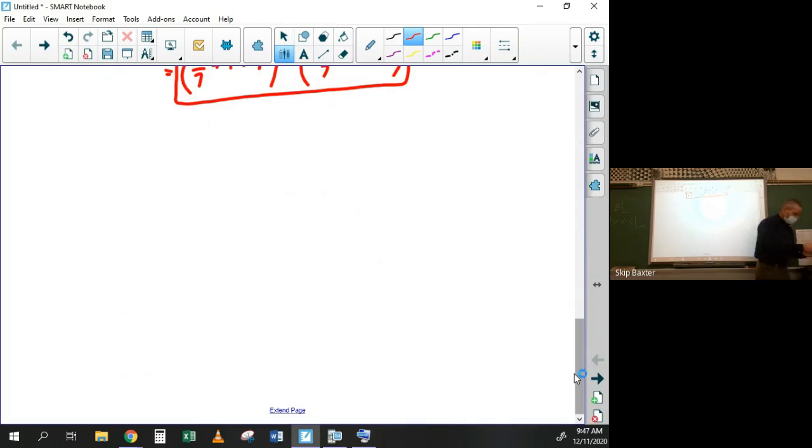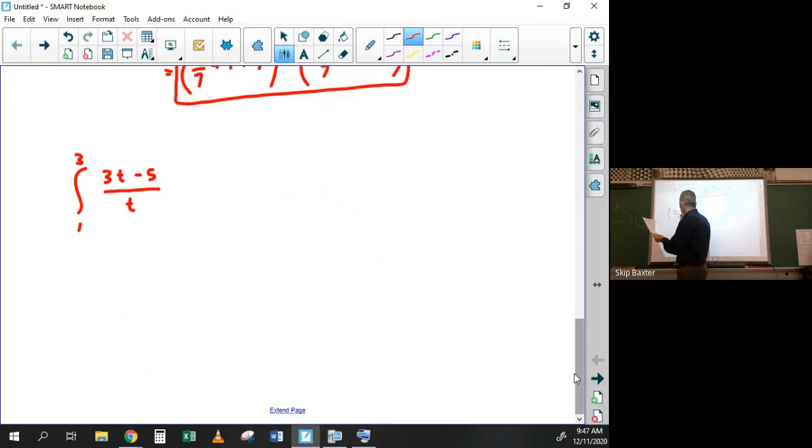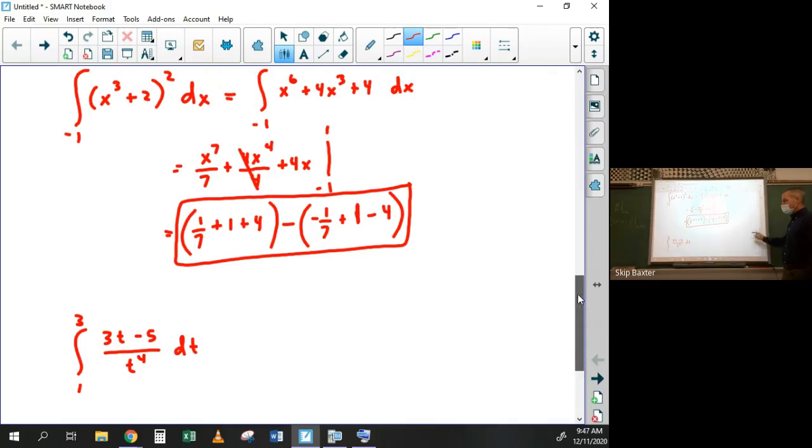Let's try another one. How would you do this one? The integral from 1 to 3 of 3t minus 5 over t to the 4th dt. Could you just go back up a little? Yeah, sure. Try not to get confused by different variables. It doesn't matter, right? As long as the variable in the integrand matches the variable on the d, you're good. It's the same exact process, but your answer is going to have t's instead of x's. It's just like when you're differentiating a function of theta, you're going to end up with thetas in your answer.